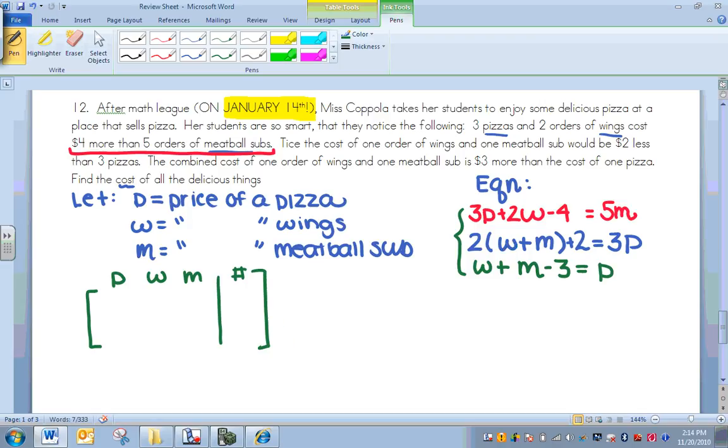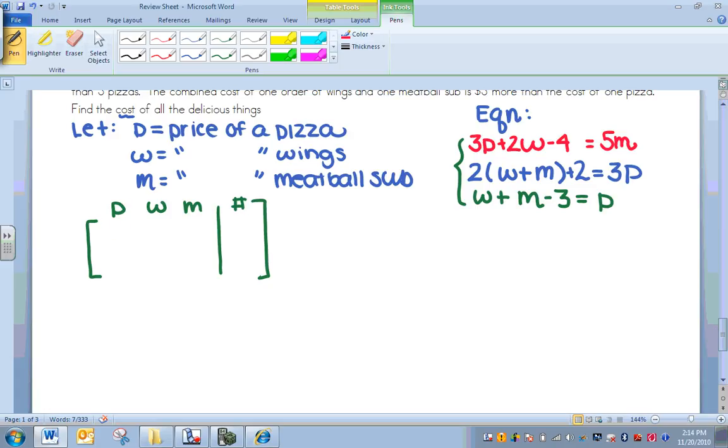So the first system, the red system that I wrote, would be 3p, that's fine, plus 2w, that's fine. Now the number has to go to the right side, and it's going to end up being a positive 4, right? And I need to subtract the 5m.